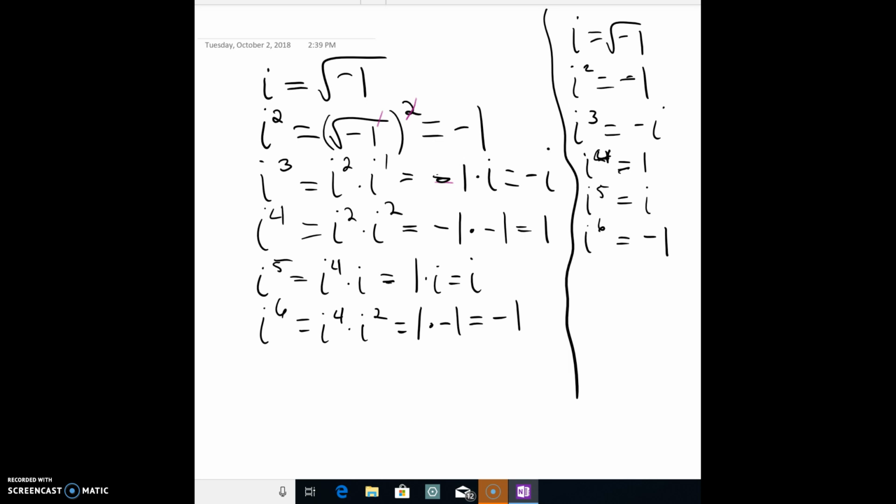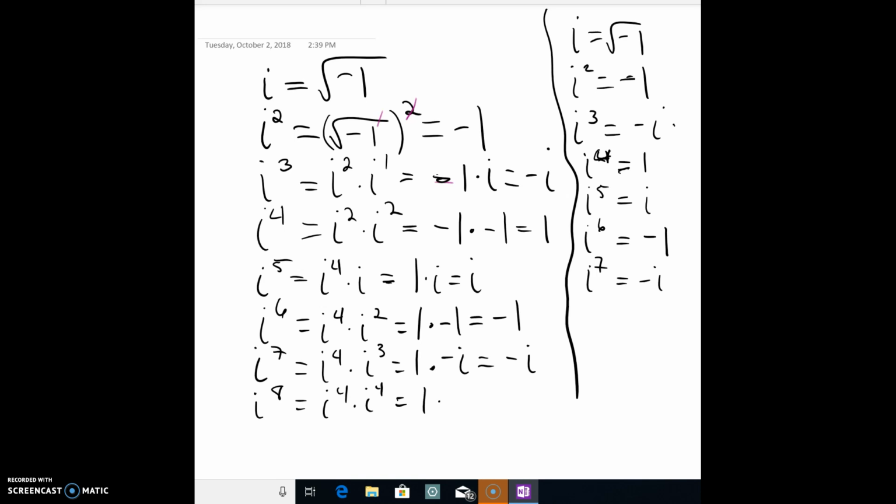Now, what I'd like for you to do is really start focusing on a pattern that we see as we build up these. Let's do two more. i to the seventh is the same thing as i to the fourth times i cubed. We know i to the fourth is 1, and we know i cubed is -i. That's equivalent to 1 times -i, which is -i. So i to the seventh is -i. And let's finish this proof with i to the eighth. i to the eighth is i to the fourth times i to the fourth.